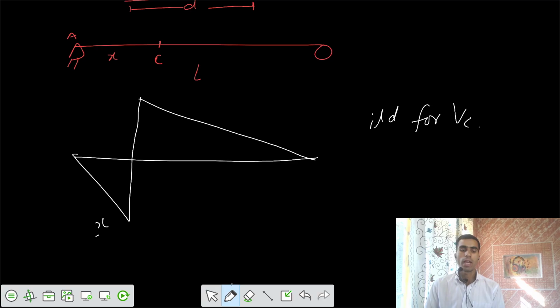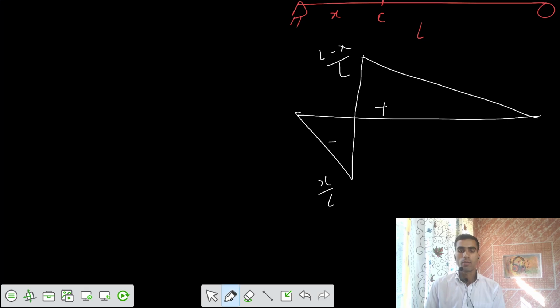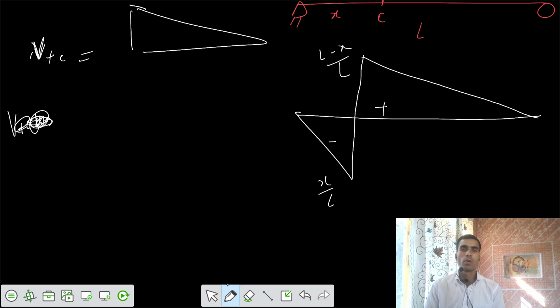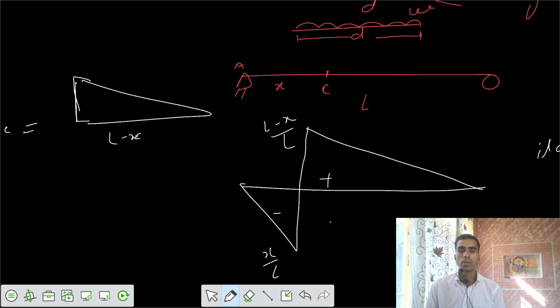So I have this value of x by L, and this value of (L minus x) by L, one negative and one positive. Now for the positive shear force at C, I have to place that UDL such that it covers the length of L minus X. It depends on the length of L minus X, how much length of the load is there.